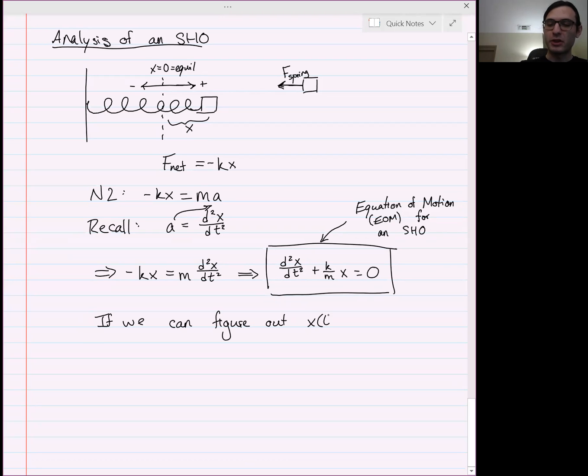x of t that solves or satisfies this equation, meaning if you plug in x and then take two derivatives of x and plug that in, the equation still holds, then we know what the position, or the value of x, has to be as a function of time for all possible times.